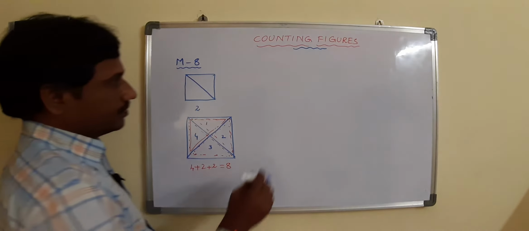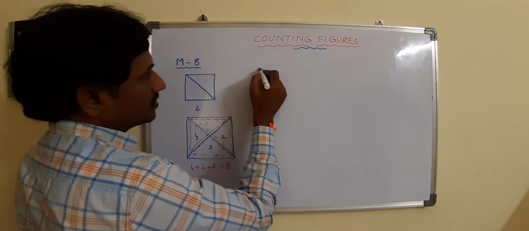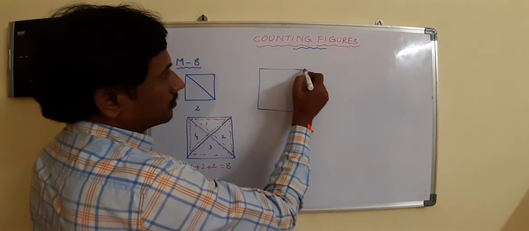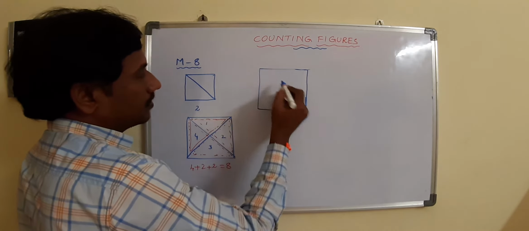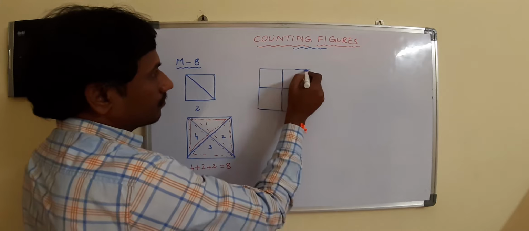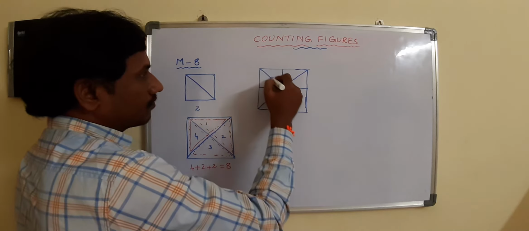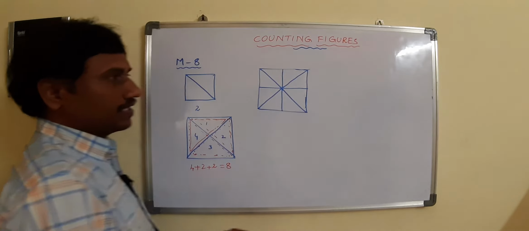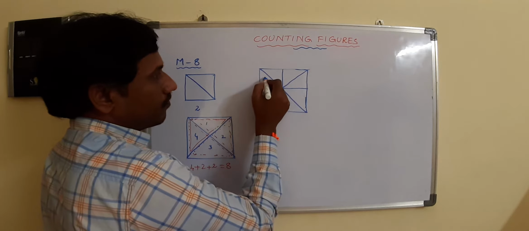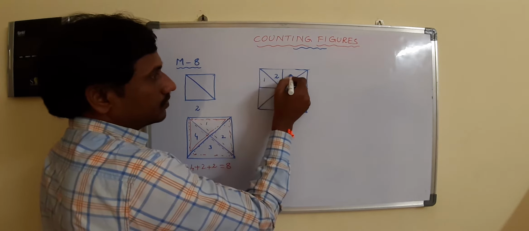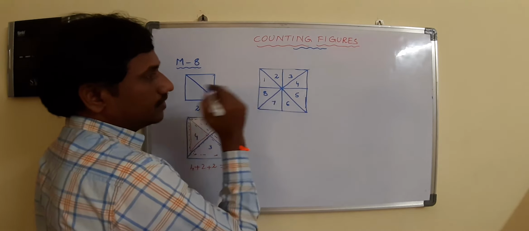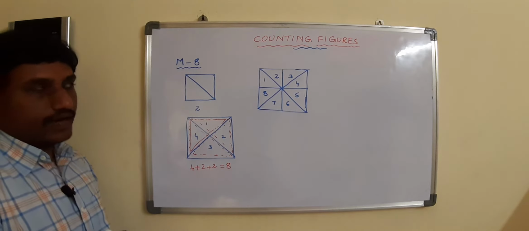Now if they give more partitions like this, suppose we have a square shape like this. Now how many triangles in total do we have? First count here: 1, 2, 3, 4, 5, 6, 7, 8. Total 8 here. Next, combinations.